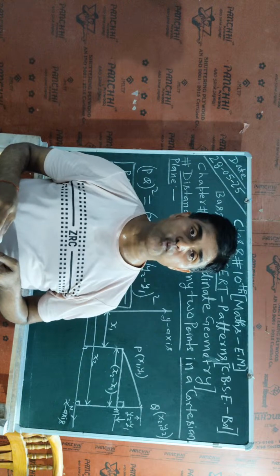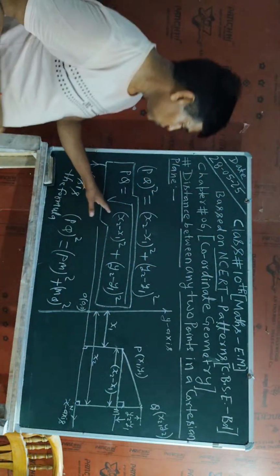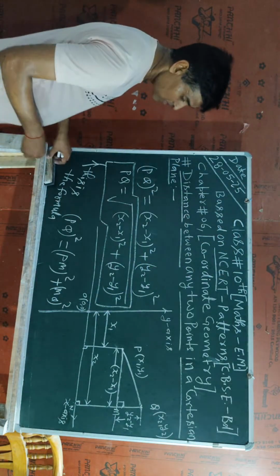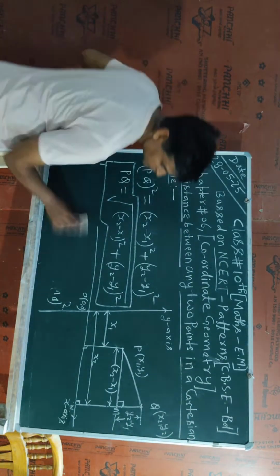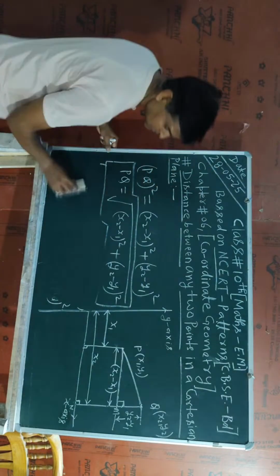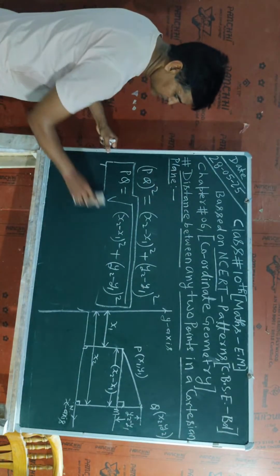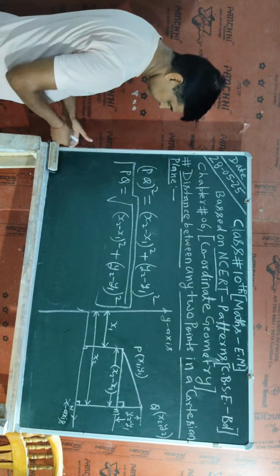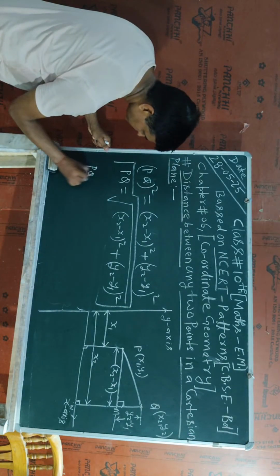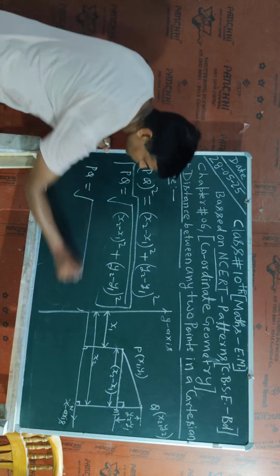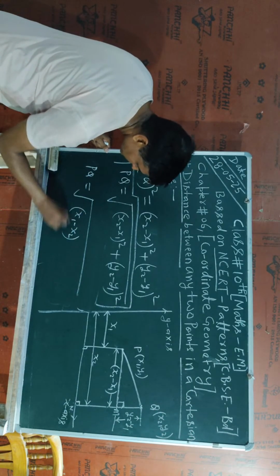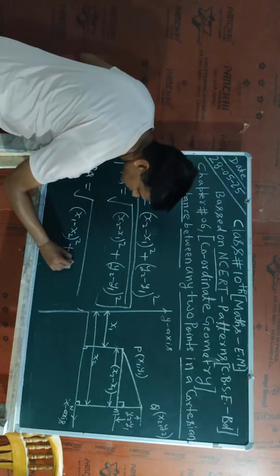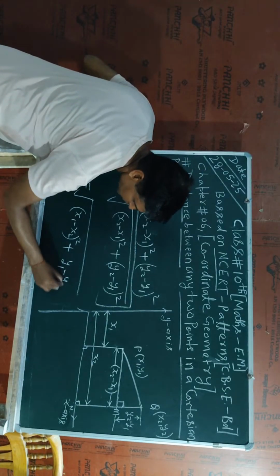Distance between 2 points. So the student has to get this right. Now this formula can be utilized. Sometimes students can write this formula as x1 minus x2 whole square plus y1 minus y2 whole square.